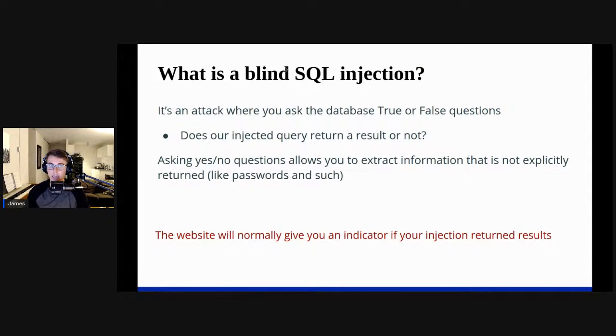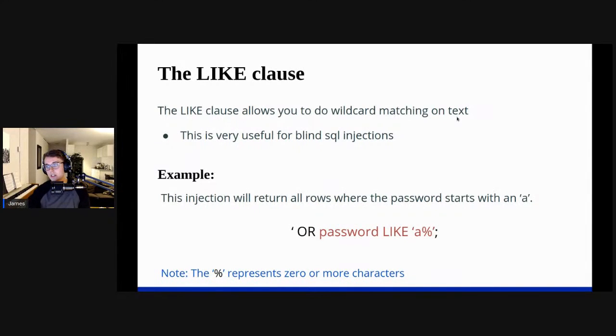It's blind because you can't actually get the information that you want, but there are still ways of getting it by asking true or false questions. Did the injected query return at least one result, or did it return nothing? In order to do this, we use a very special clause called the LIKE clause. What the LIKE clause allows you to do is wildcard matching on a piece of text. This is very useful for blind SQL injections, and you'll see this in a moment.